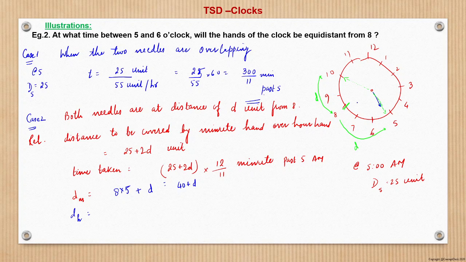Now see, the hour hand actually covers this much distance, right? This much distance. What is this distance? How can we find it? Now see, from this point, let this be m and this be n. So from 8 to n, that is nothing but 8 to n.